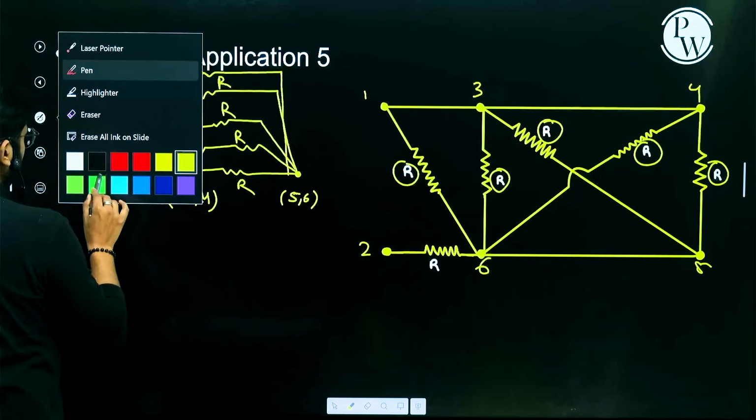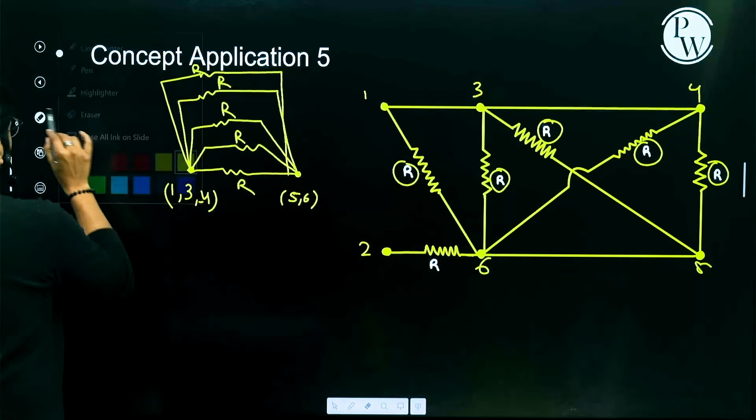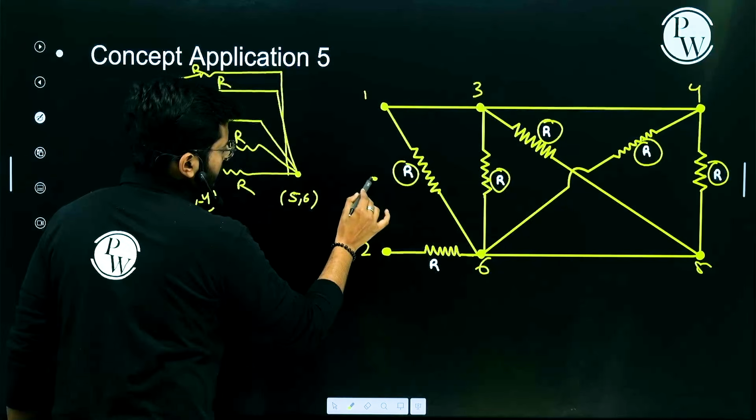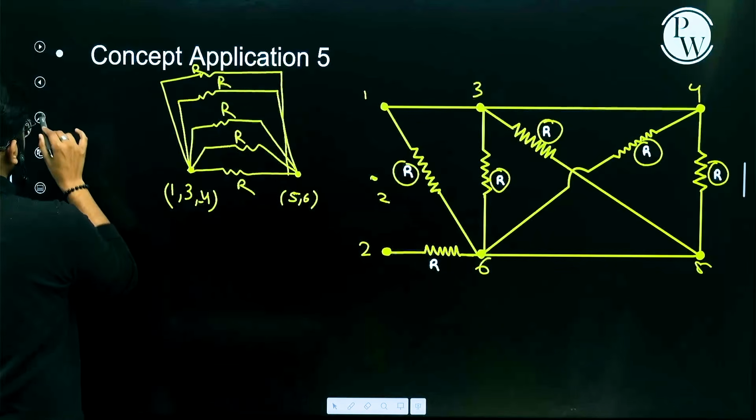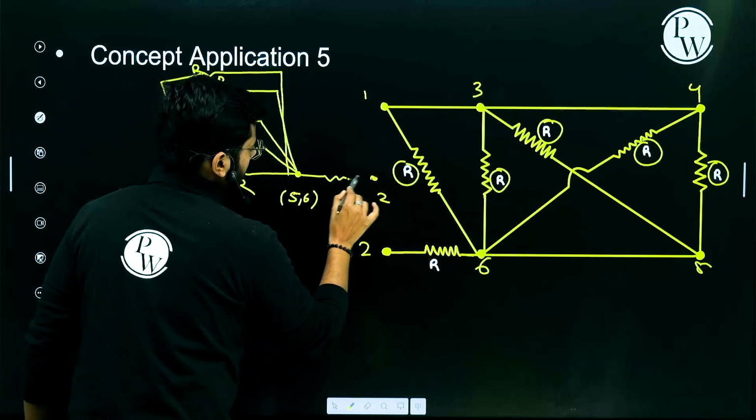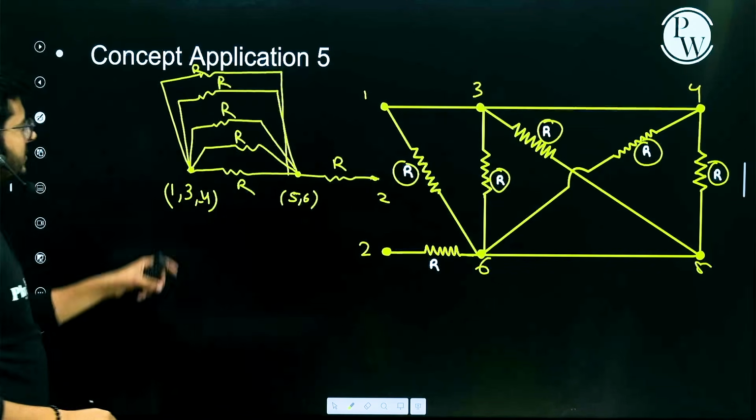So just make the point number 2 over there, right? Point number 2 over here. Between 2 and 6 we have this resistance, all right? All right, so solving this will be very, very easy.